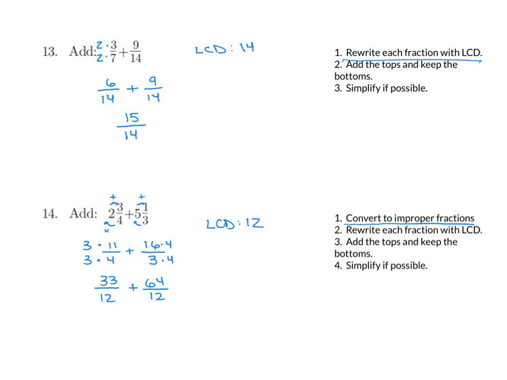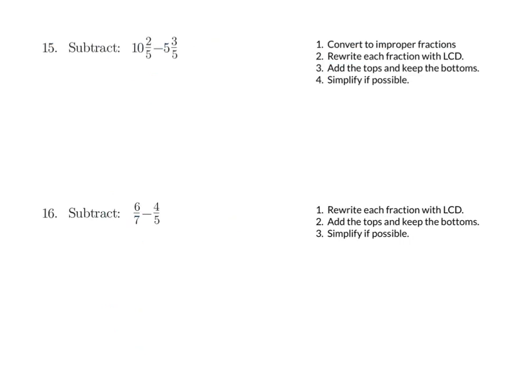And now if we add our tops, we get 97 over 12. And again, for the final exam, we're going to go ahead and leave our answer as an improper fraction. Okay, last ones, we're going to look at some subtraction problems. So for 15, we want to convert to improper fractions. We're going to rewrite each fraction with the LCD if needed. Add the tops and keep the bottom, and then simplify if possible.